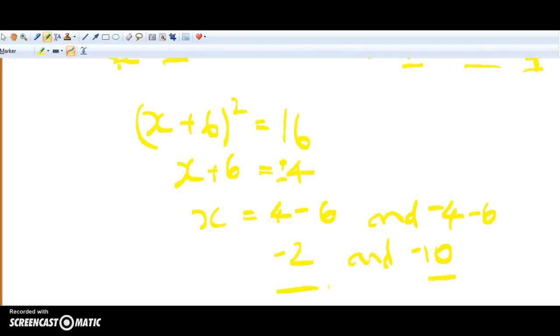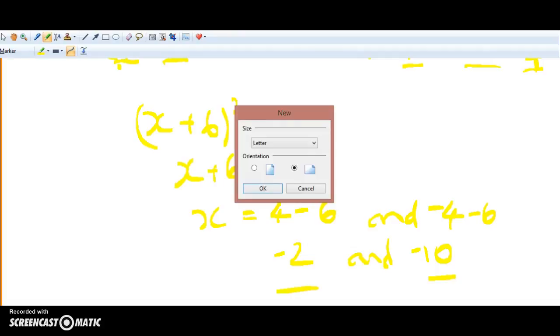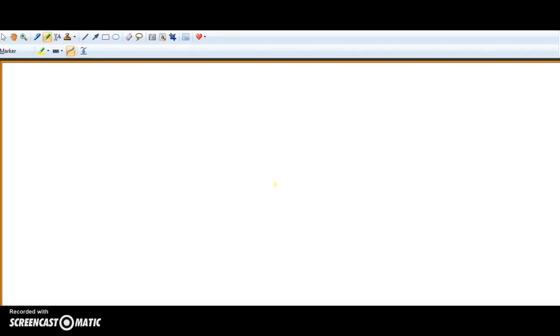I'll jump down to question 4, and I'll look at 4b. Okay, I need a new page. 4b reads 5x squared plus 20x plus 1 equals 0. Now this method only works when the coefficient of x squared is equal to 1. So the first step I'm going to do is divide everything by 5.